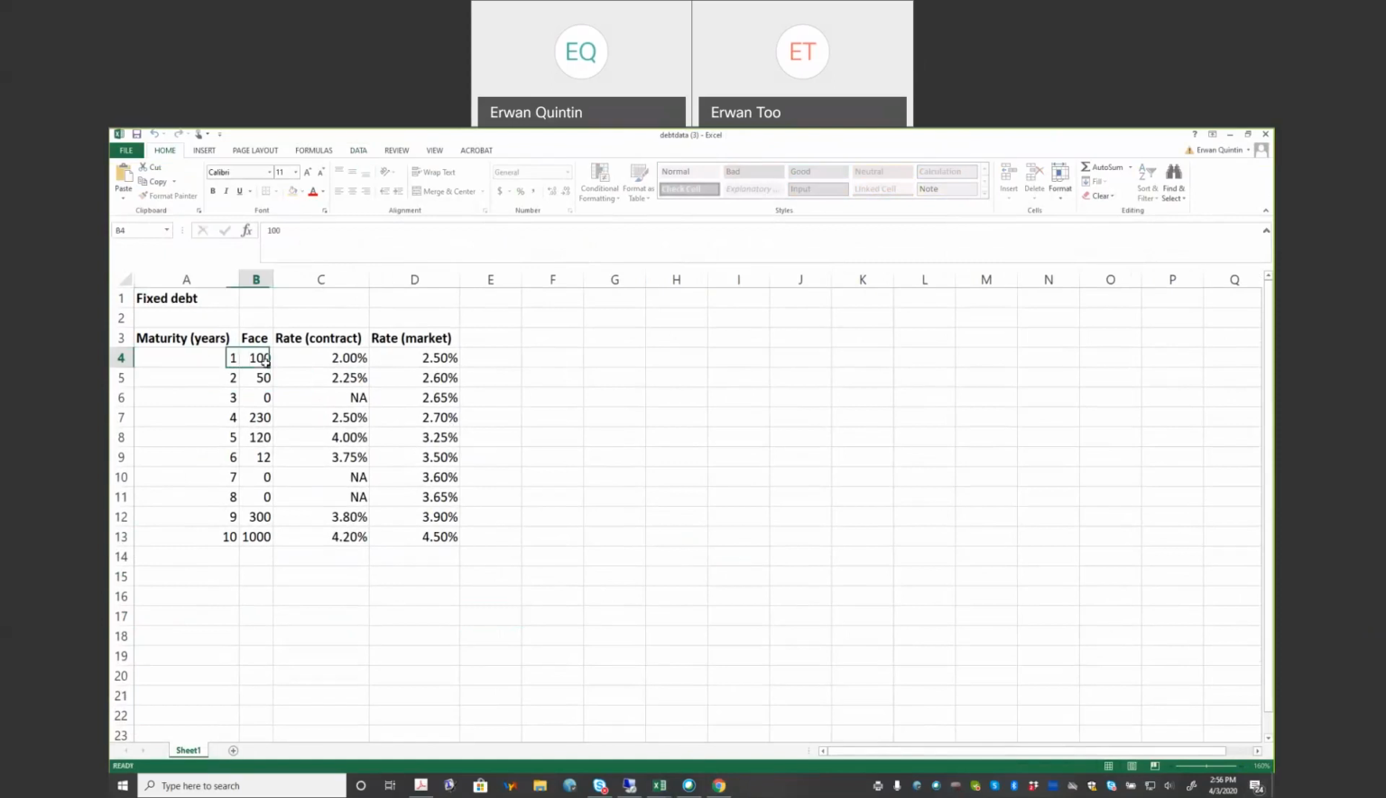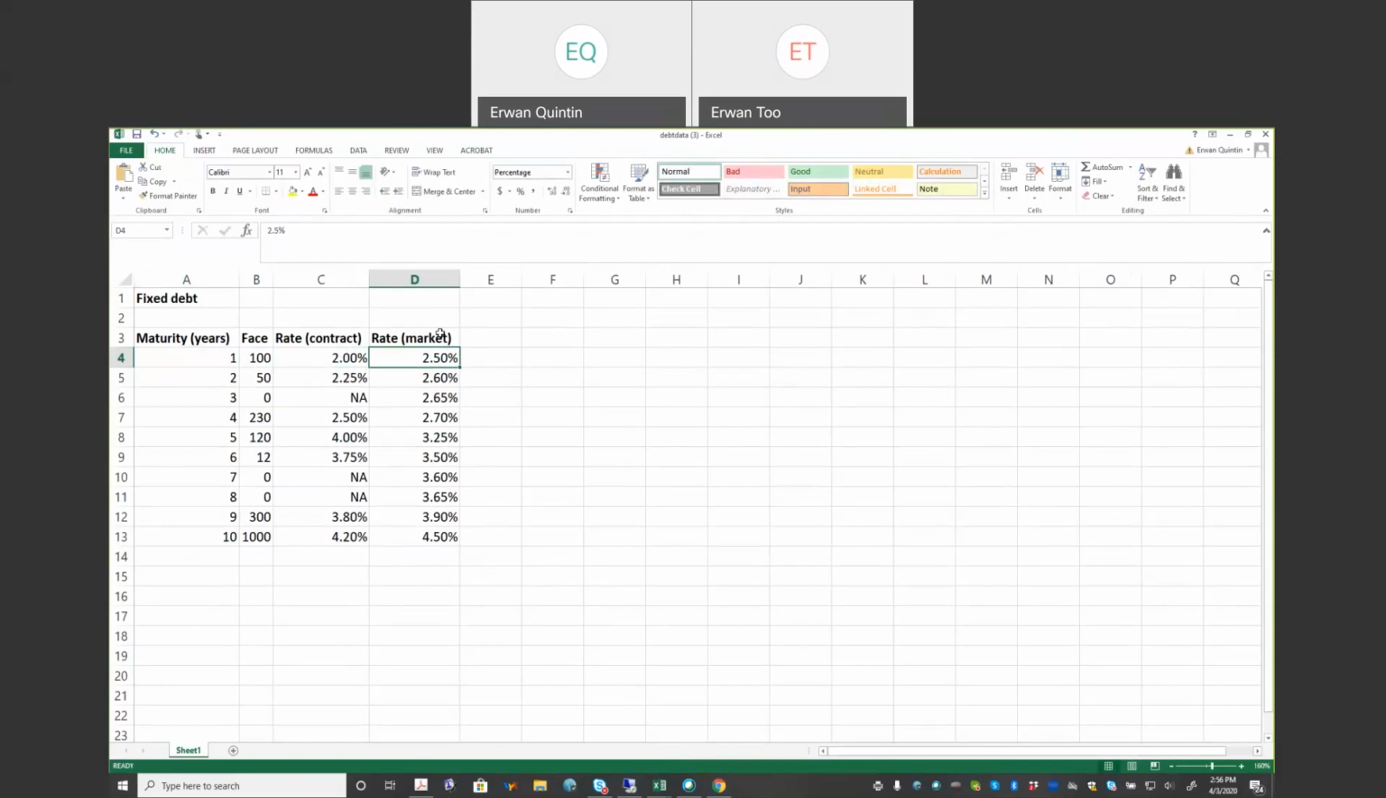So I have some debt whose remaining maturity is 1 year. That debt has face value 100, say, million dollars. The contract rate on that date is 2%. The market rate, however, is 2.5%. Because the contract rate and the market rate are different, the market value of that is going to be different from the book value of that.